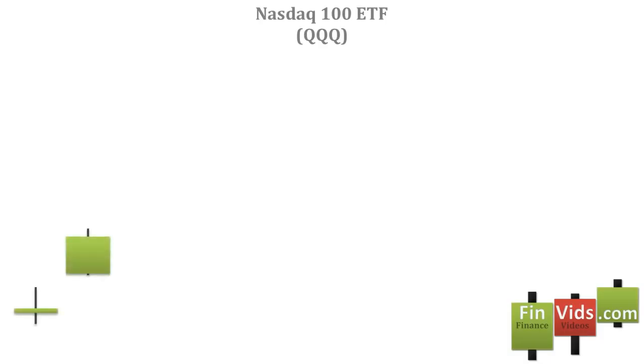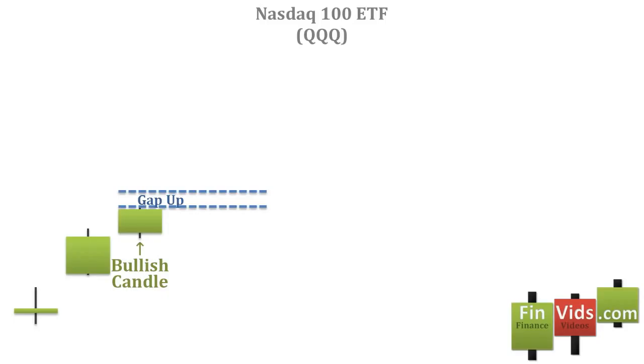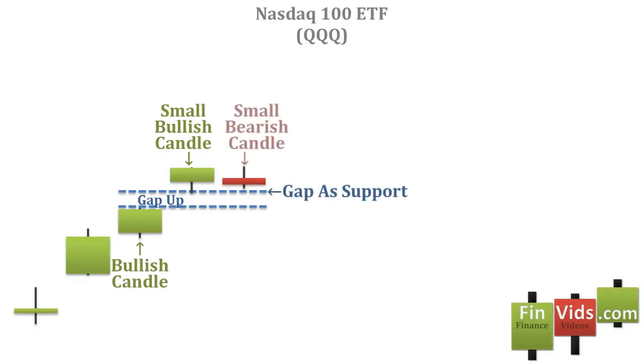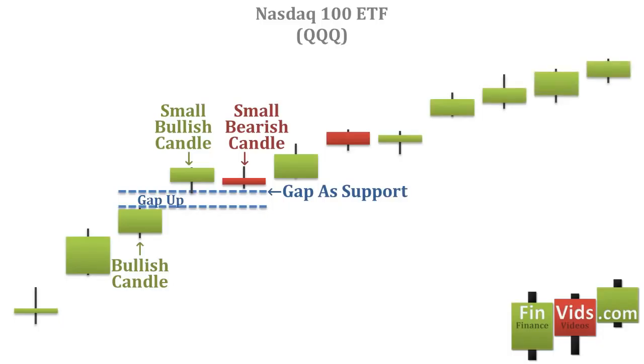Example of an Upside Gap Tasuki is given on this chart of the Nasdaq 100 ETF. There's a large bullish candle followed by a gap up, a small bullish candle, and then a small bearish candle. Notice that the low of the small bearish candle is using the gap as support, and prices continue moving higher.